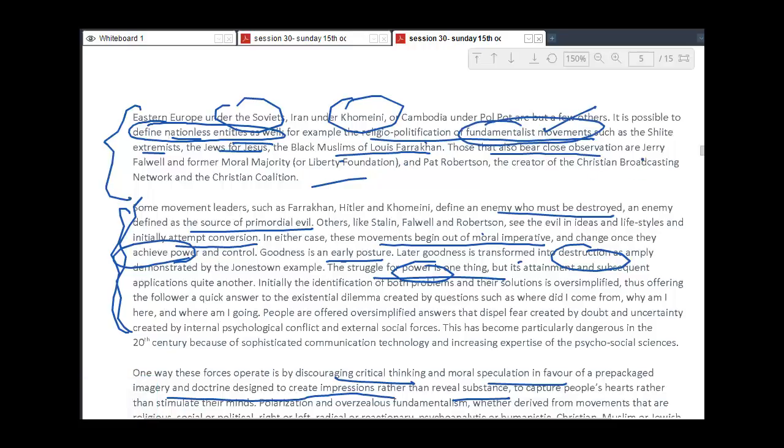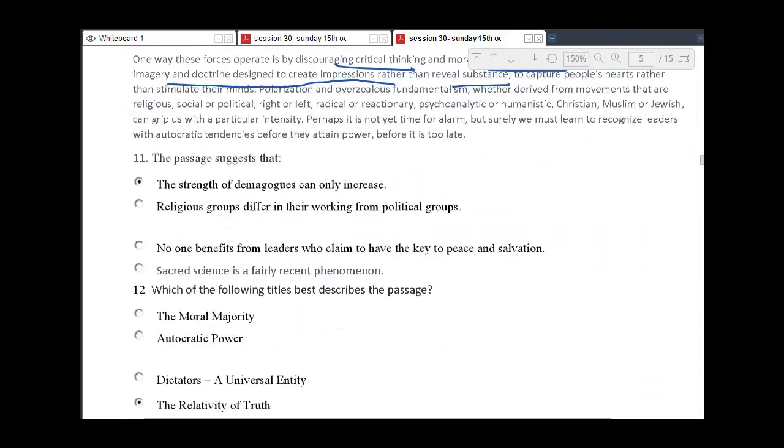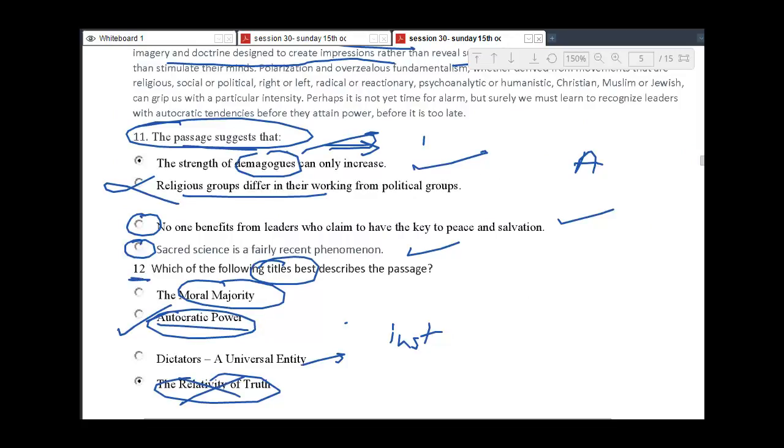The Shiite extremists, now this is not a dictator. The Jews were not dictators. The black Muslims are not dictators. They are a group of people. They are basically a fundamentalist movement. So how can you mark a dictator as the answer? Because dictator basically means you will only have people. But in the passage, the author has said that communities, a group of people or a movement can also have autocratic power. And he has given the example of black Muslims and all those others. So C cannot be the answer.